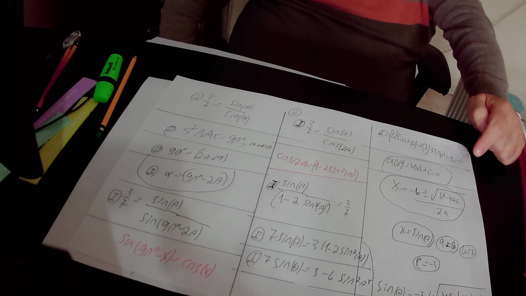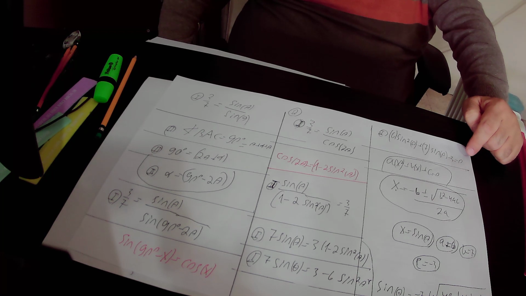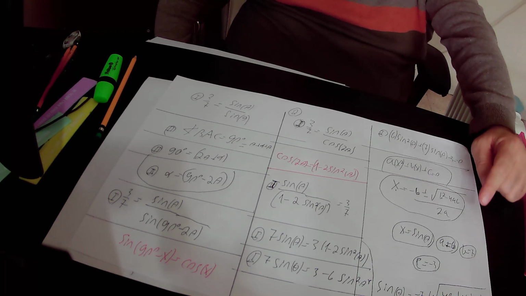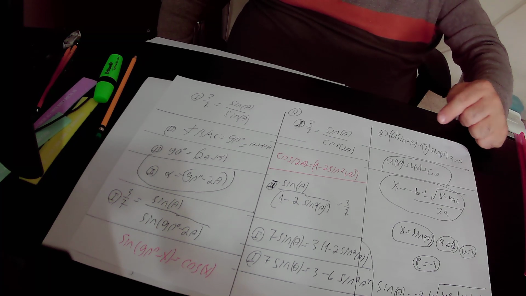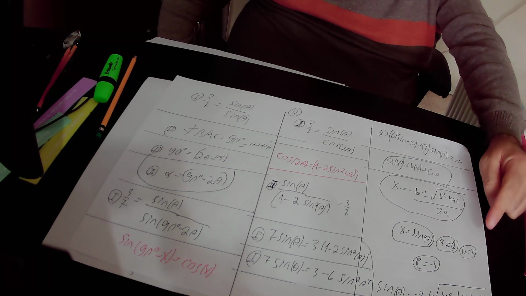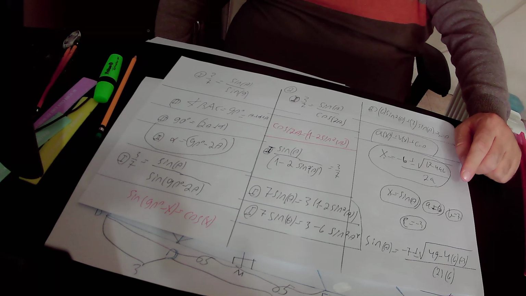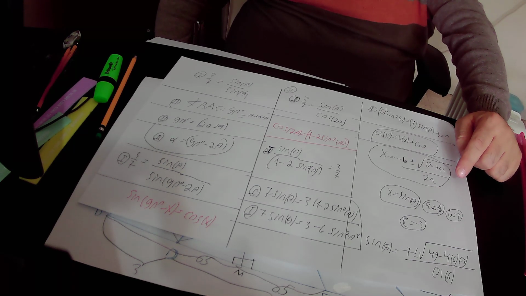In our specific quadratic equation, the variable that we are looking for is sinus theta, so x equals sinus theta, a equals 6, b equals 7, and c equals minus 3. So we put the data inside the equation for x, and we found out the value of sinus theta because x equals sinus theta.